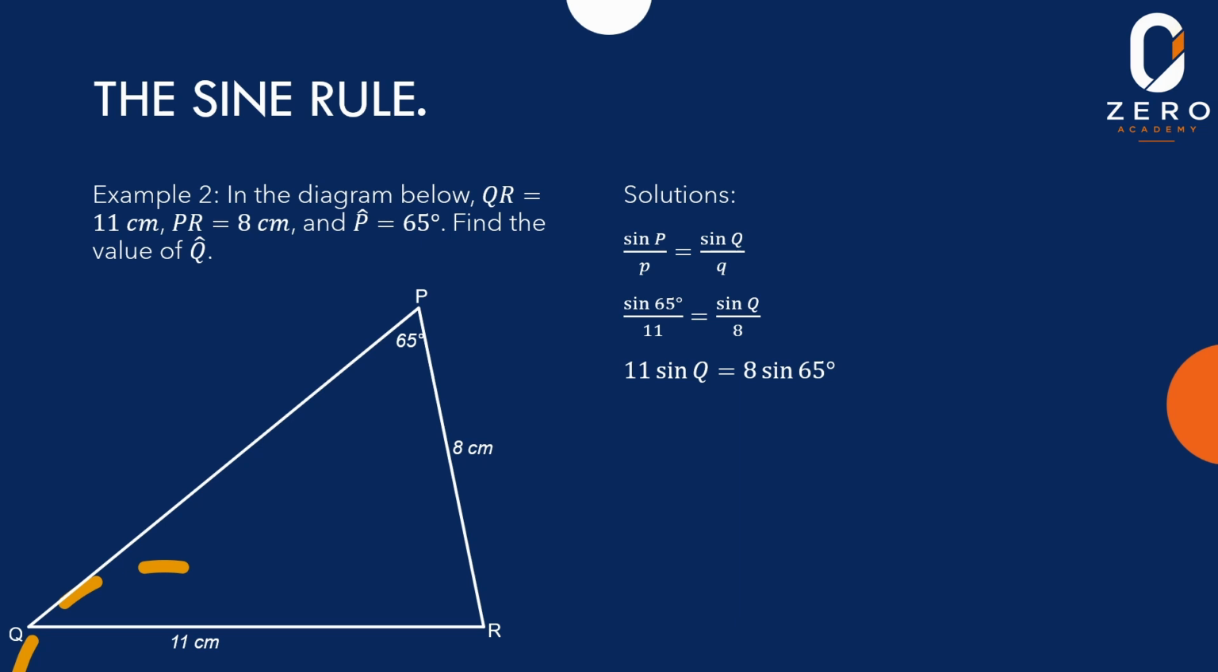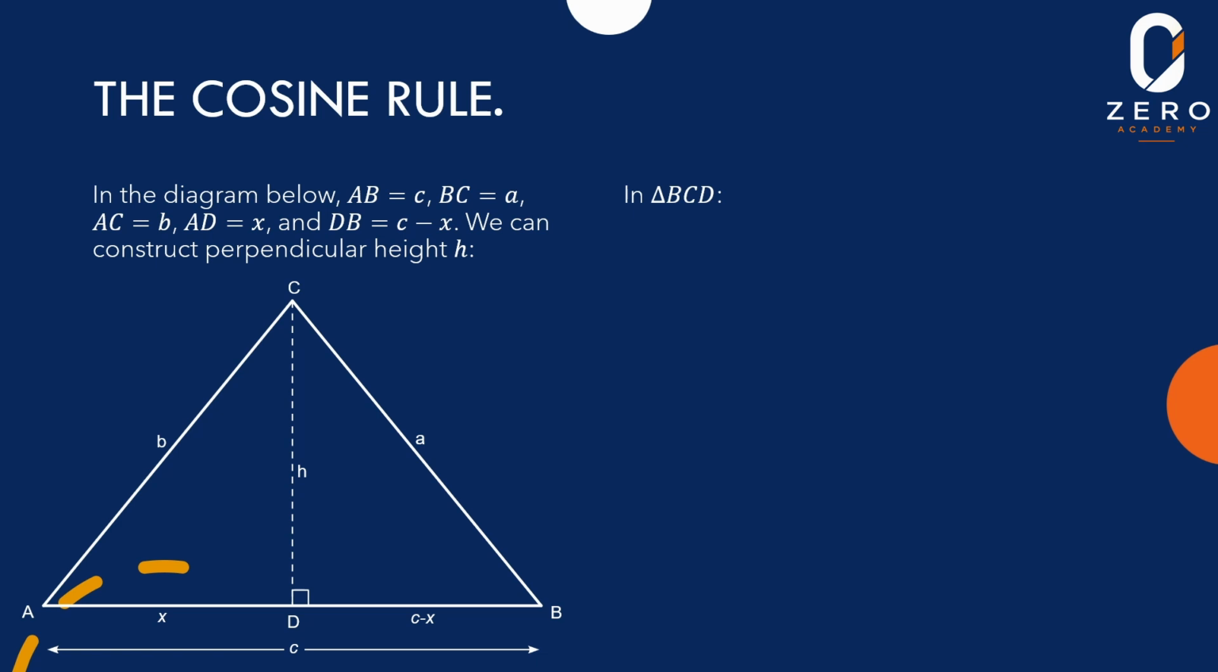11 sine Q is equal to 8 sine of 65, and making sine Q the subject of the formula and dividing both sides by 11, I will have sine Q is equal to 8 sine of 65 divided by 11, and again making Q the subject of the formula, Q is equal to arcsine of 8 sine of 65 divided by 11. That will give me an angle Q of 41.23 degrees. And now let's move on to the cosine rule.